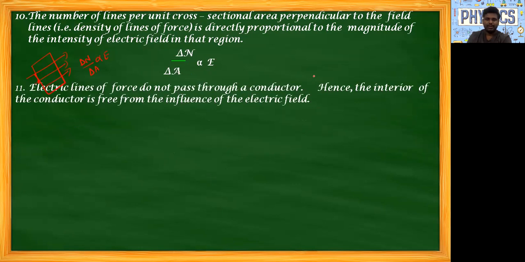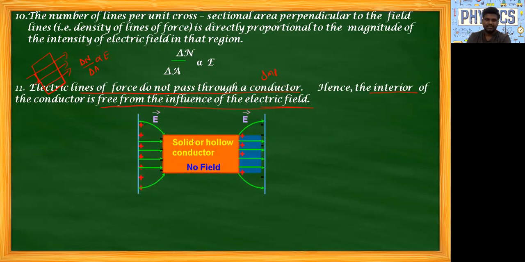And the 11th point: the electric lines of force do not pass through a conductor. Very, very important point. Hence, the interior of the conductor is free from the influence of electric field. The interior of the conductor is free from the electric field. That's why the electric lines of force do not pass. We'll see diagrammatically. So this is the inside of the conductor.